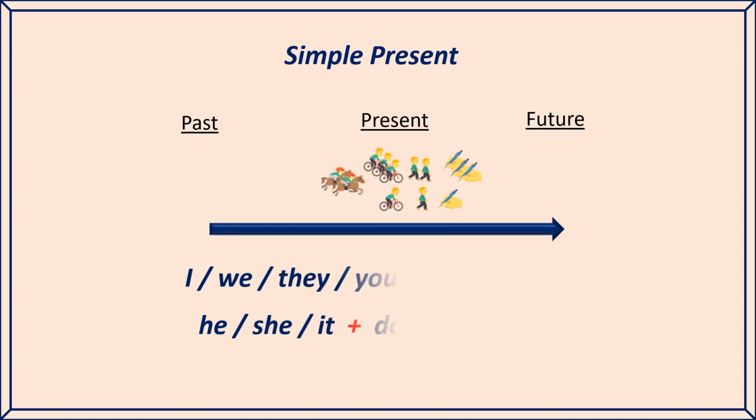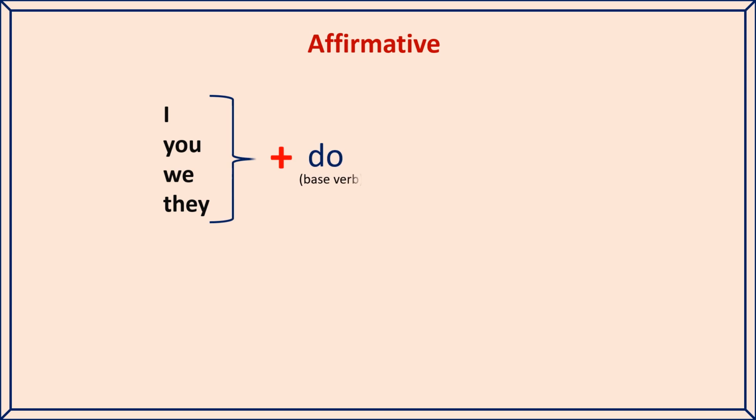Simple present. Do, don't, does, doesn't. To form the affirmative sentences, we use the base form of the verb after the subject.